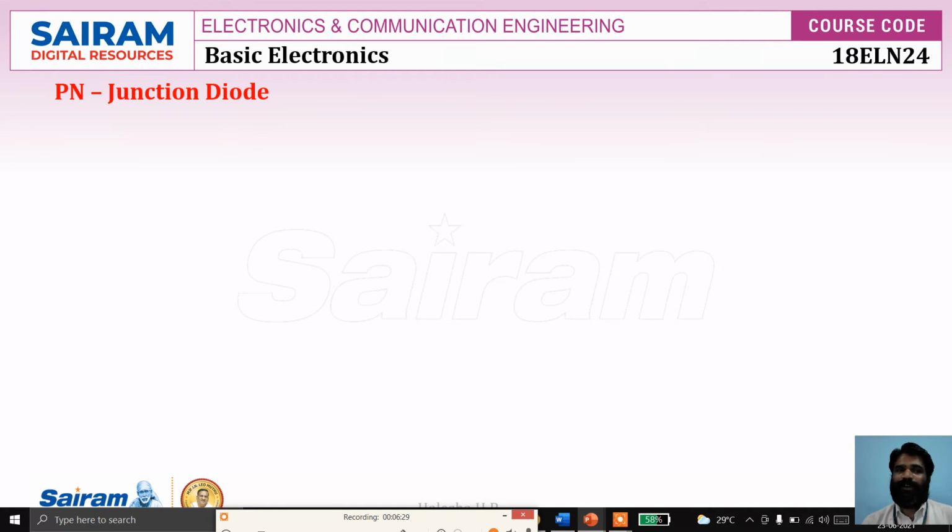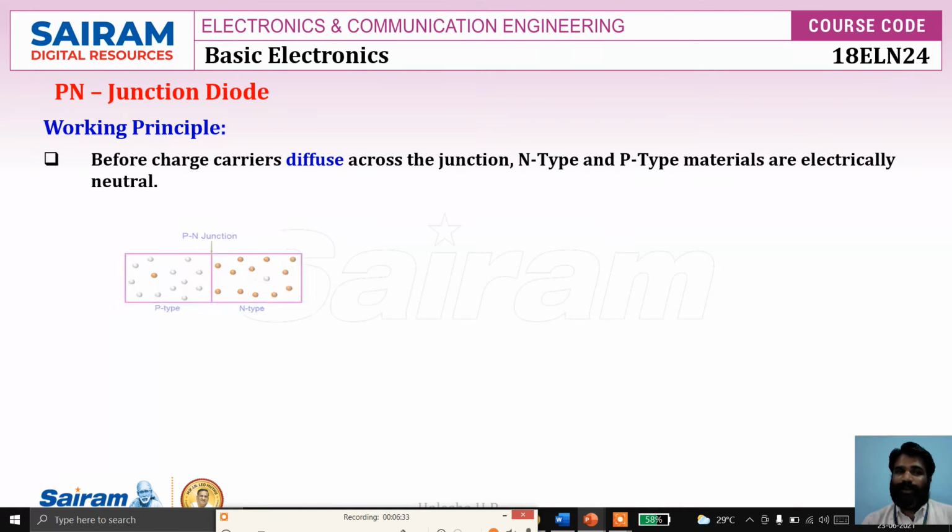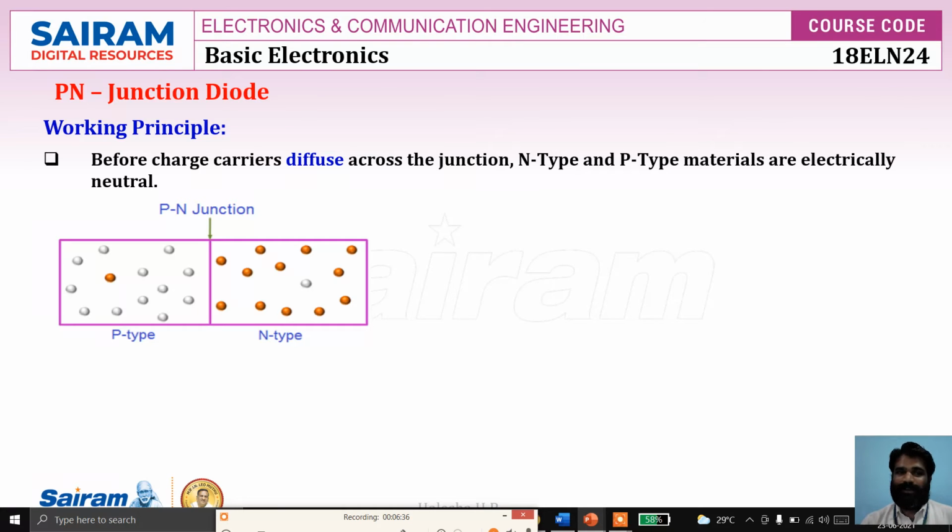Now we'll see the operation of the PN junction diode. So, working principle. As you know, this is a PN junction, right? This is the P-type semiconductor and N-type semiconductor, and this is a junction. Before charge carriers diffuse across the junction, N-type and P-type materials are electrically neutral. That means electrons are the majority charge carriers and holes are minority charge carriers in N-type, and holes are majority charge carriers and electrons are minority charge carriers in the P-type. Before they diffuse into each other, they are electrically neutral.